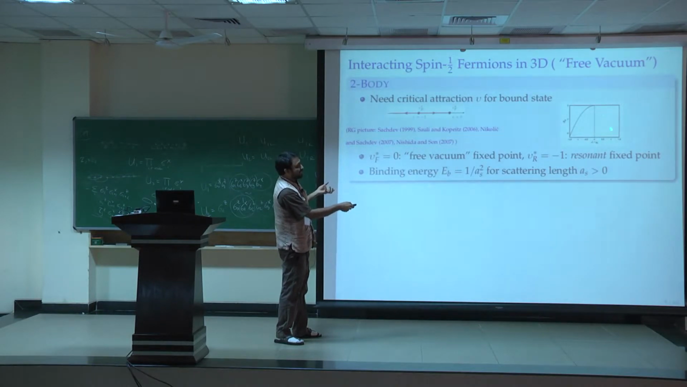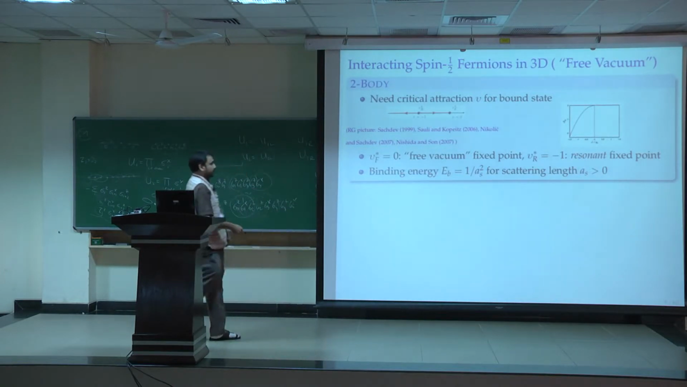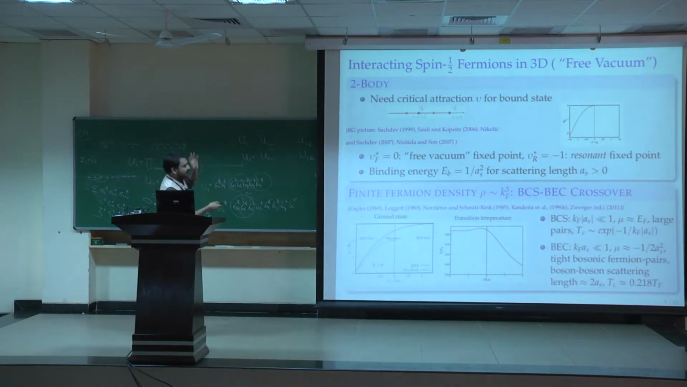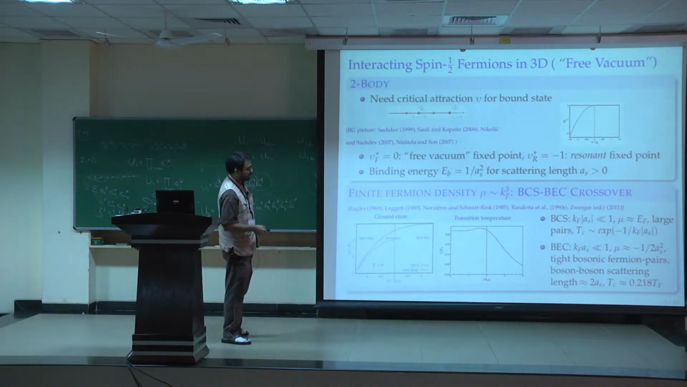When the scattering length is negative, you don't have a bound state. And when the scattering length is positive, you get a bound state whose binding energy goes as 1 over scattering length squared, and that is shown in this picture. Okay, so this is for 2 particles at 0 density, or the phase diagram at 0 density.